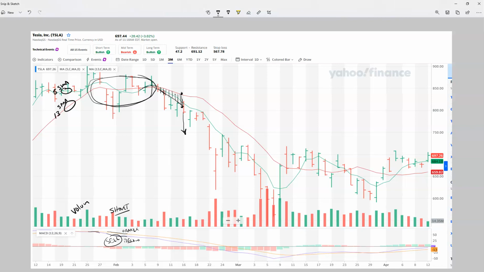Okay, now of course you would then corroborate that with the 13 and the 5. So the 5 SMA drops below the 13, and you see also the expansion here on the MACD. You see the expansion here between these two. This is an obvious status of a downward trend in the short term.